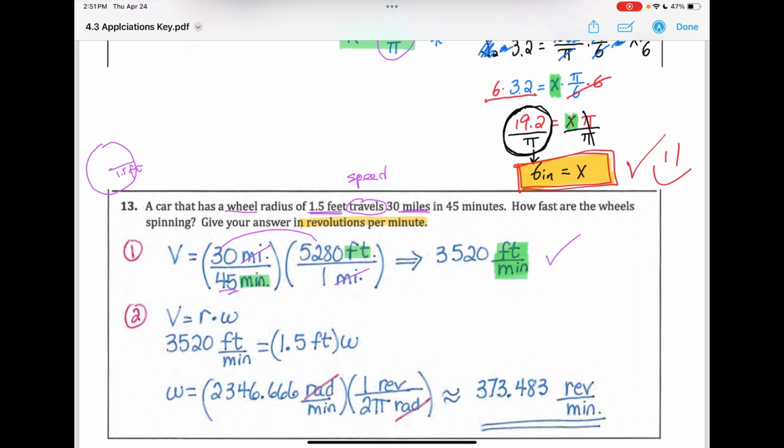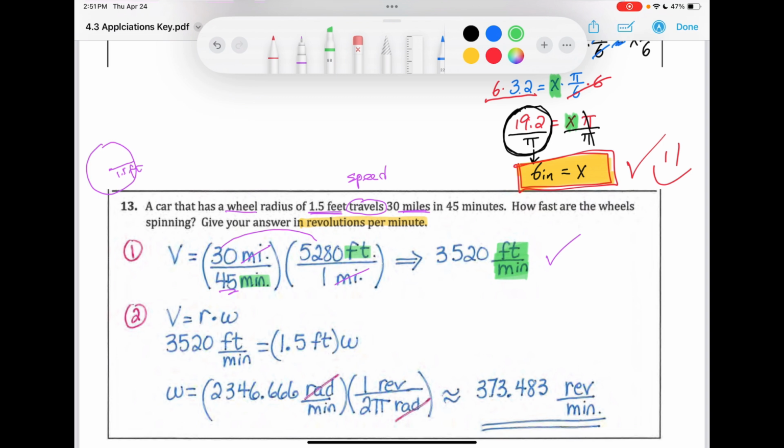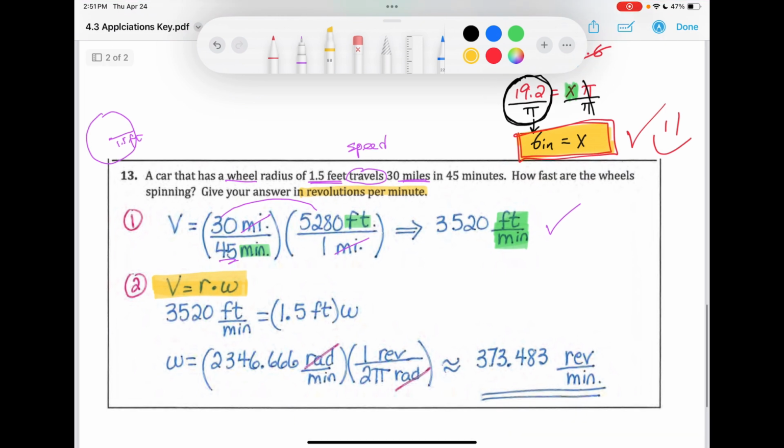And that's what we say in classroom. Unit, okay? Now, knowing this is my speed, do we have a formula for my speed? Yes, the speed is equal to the radius of the wheel times the angular velocity, aka the revolution of my tire. How fast it goes per minute, right? So therefore, you can say that I already know my speed, which is 3,520 feet per minute, equal to the 1.5 feet times the angular velocity, the revolution per minute. So if I want to figure out the W, you know that both sides need to be divided by 1.5 feet.